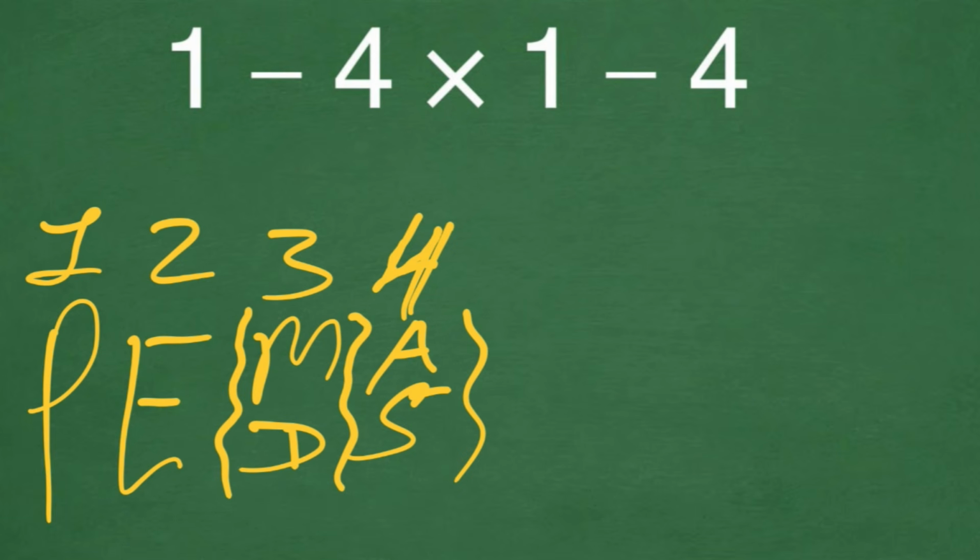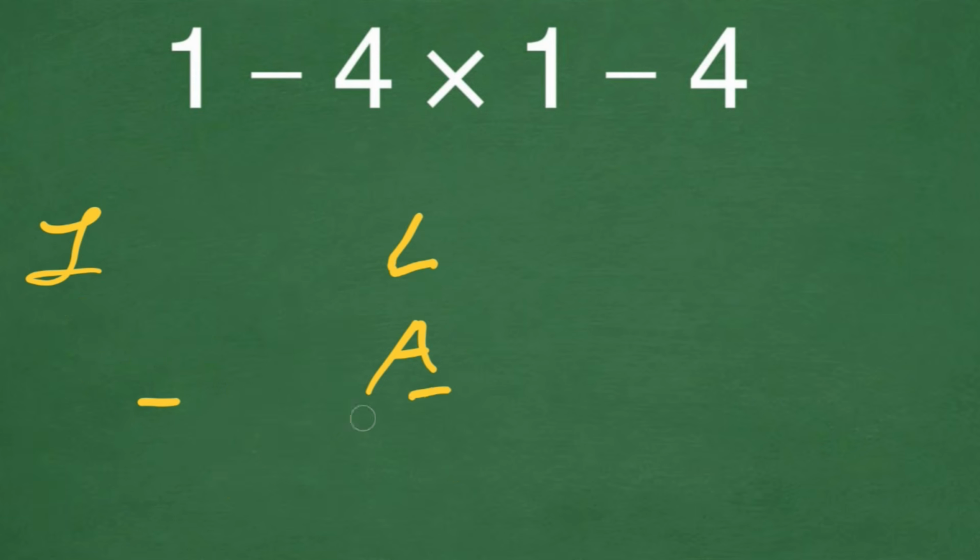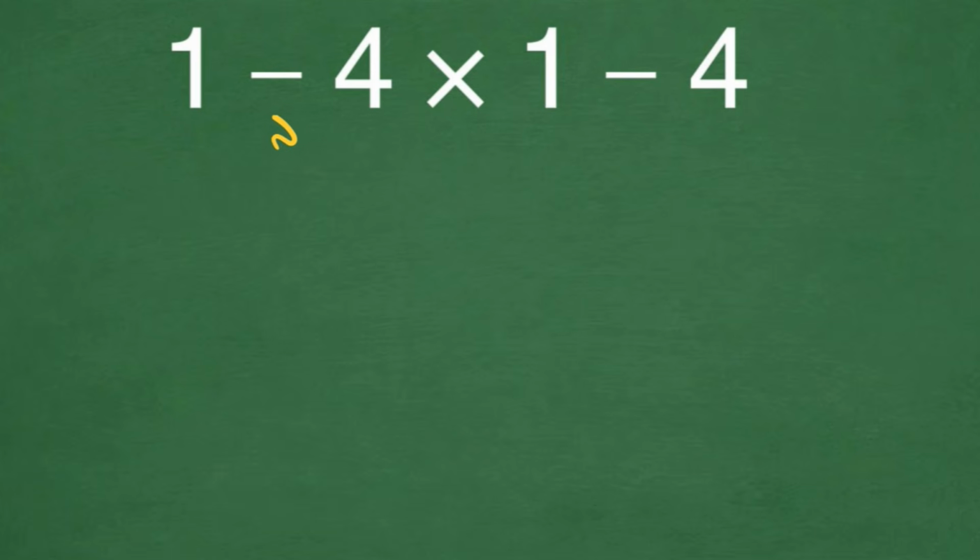Here is the thing. If we solve subtraction before multiplication, that is wrong. So let's go back into our problem. Here we have 1 minus 4 and 1 minus 4 again, but we are not going to solve these two before the multiplication, because multiplication has greater priority than subtraction.